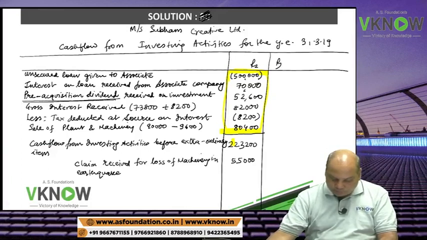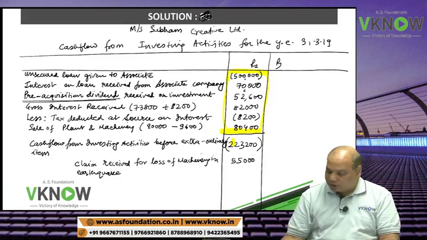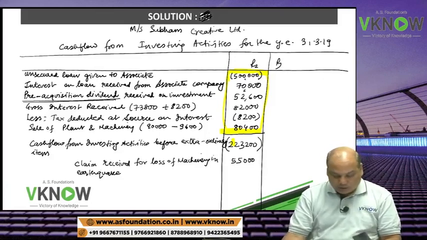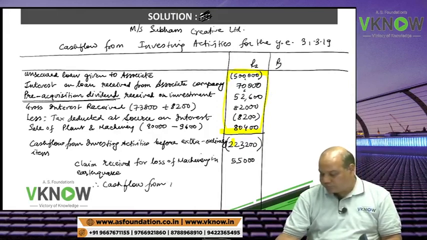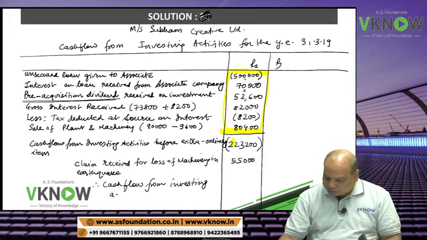2,23,200 negative I am getting. 223,200 negative. And then you have claim received for loss of earthquake. Therefore, cash flow from investing activities.